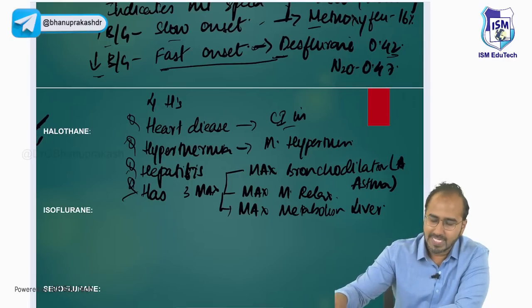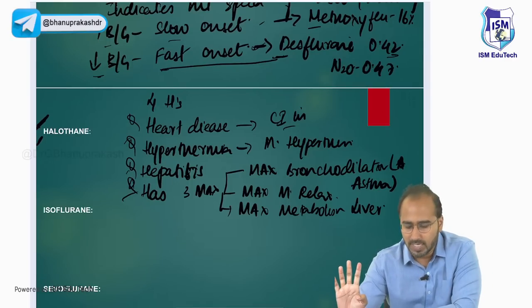Come on. What are the 4 H's of halothane? First H is heart disease. It's contraindicated in heart disease. Second H is malignant hyperthermia. Third H is hepatitis. Halothane can cause damage to the hepatic cells that can lead to halothane-induced hepatitis. Last is the 3 maximums of halothane: maximum bronchodilation, maximum muscle relaxation, and maximum metabolism in the liver.